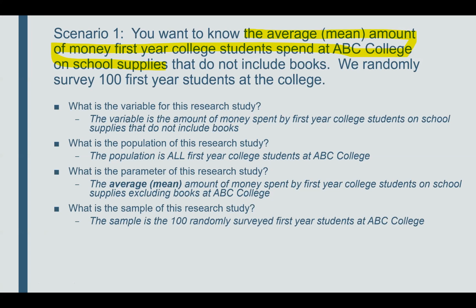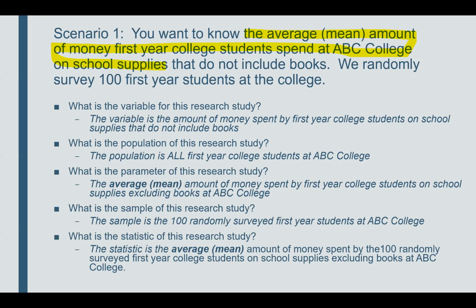Pay attention to the wording. It really all will fall right out for you if you do that. You have to read carefully. You may have to read multiple times. The statistic is still the average amount of money spent, but it's the average amount of money spent by those 100 randomly surveyed students.